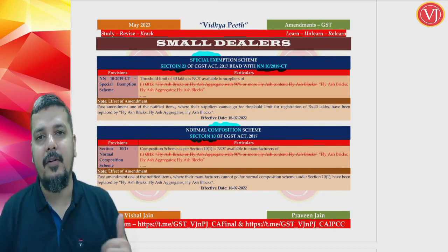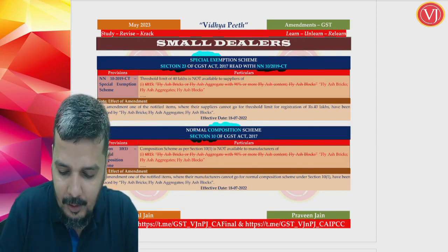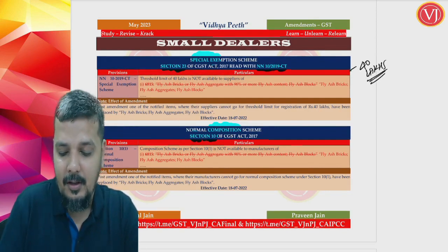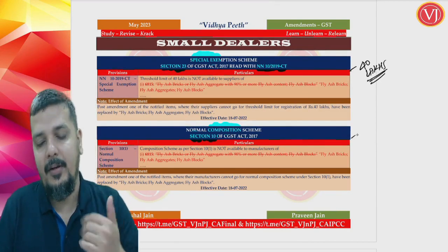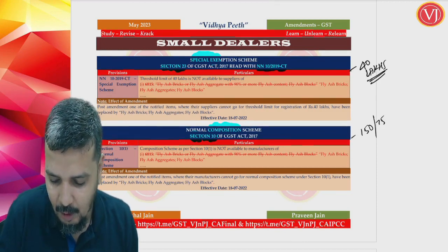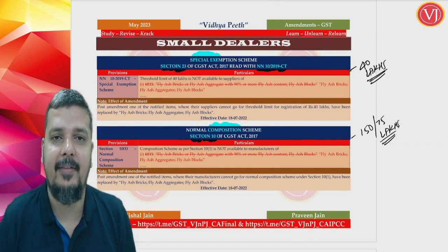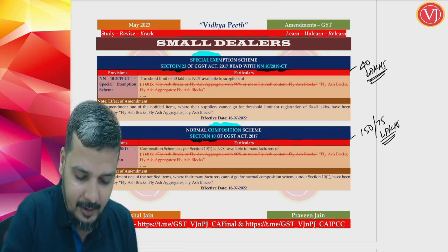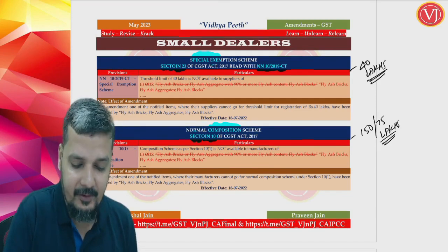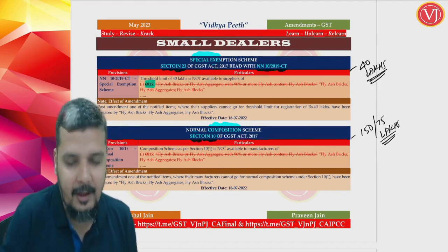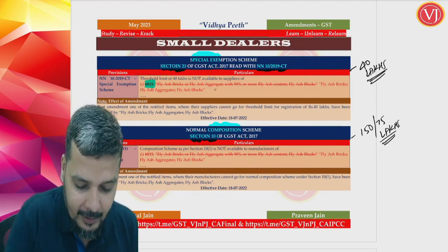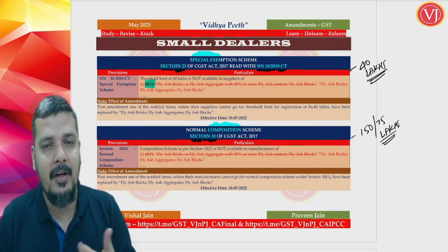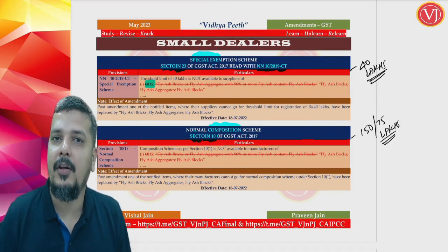Basically, there is a certain list of goods where you cannot opt for the 40 lakhs exemption threshold limit from registration, and there are again some notified goods where you cannot go for the normal composition scheme, which is 150 lakhs, 75 lakhs. Now what are they? There was already a list of items about building materials, specifically the item in HSN 6815, which was talking about fly ash bricks or fly ash aggregate with 90% or more fly ash content, fly ash blocks. If you are supplying these notified building materials, you cannot go for your 40 lakhs limit.